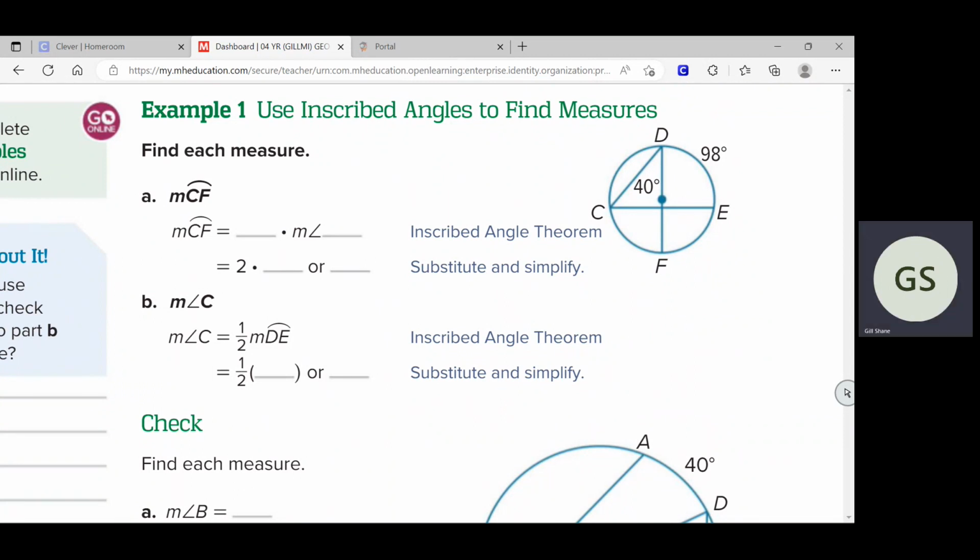Let's see. Sometimes I think this is a lesson where having maybe a couple different colors would help you if the figures get pretty confusing.